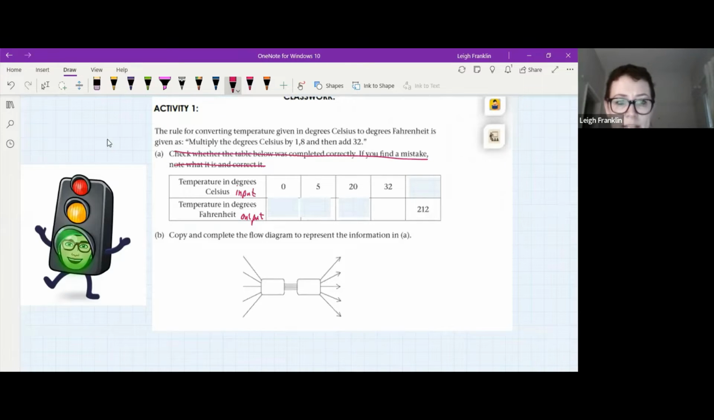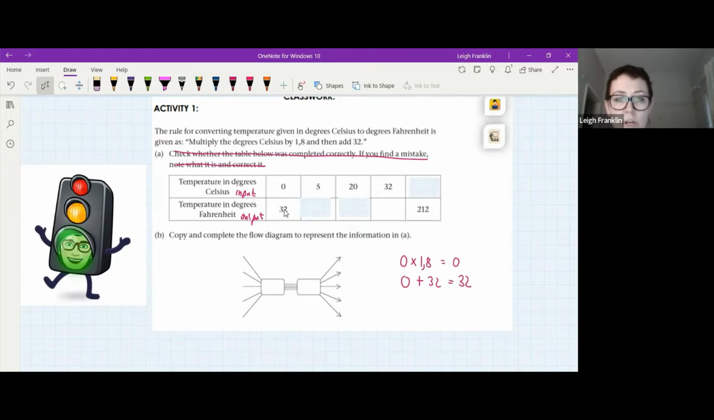Okay, so what they've said to us is that we need to take degrees in Celsius. So in the first case, we're going to take 0 degrees and we're going to multiply that by 1,8. We are going to get 0 as our answer. If we multiply anything by 0, we always get 0, don't we? And then we're going to take our answer and add 32. So our first answer should be 32. And there it is. Okay, awesome stuff, right?